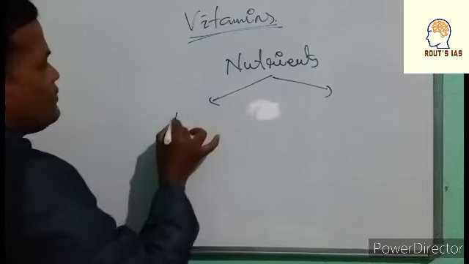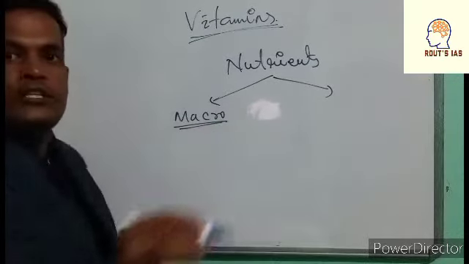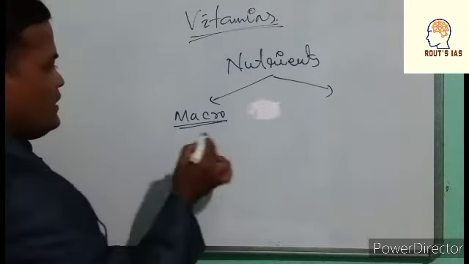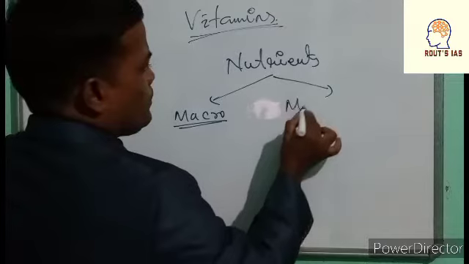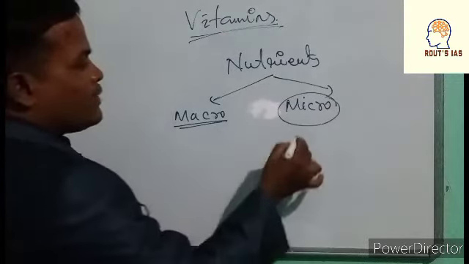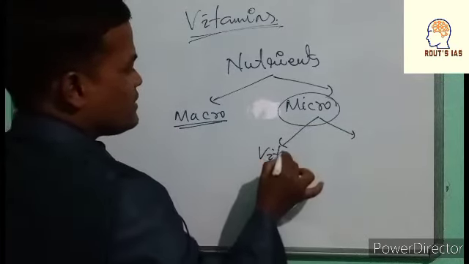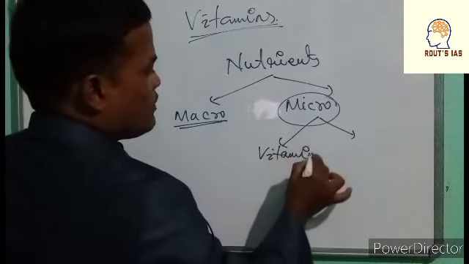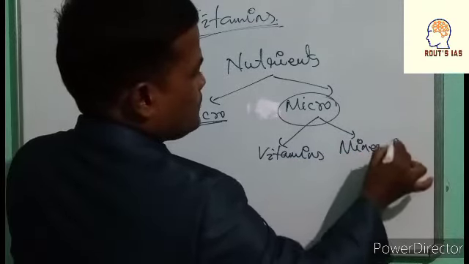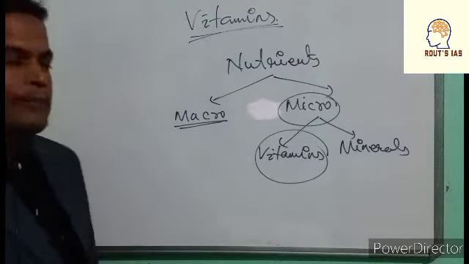One is macronutrients, where macro means the nutrients which are needed by us in large amounts, and these are called micronutrients. Is it right? The micronutrients are divided into two types, that is vitamins, and another one is minerals. Okay, today we are going to discuss vitamins.